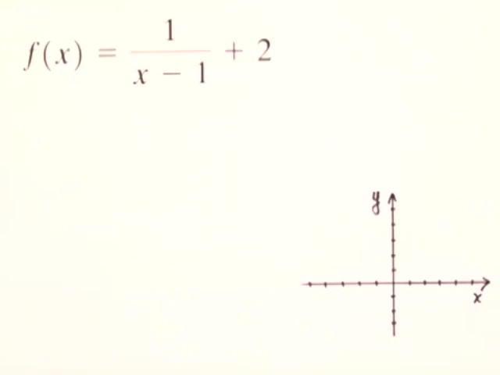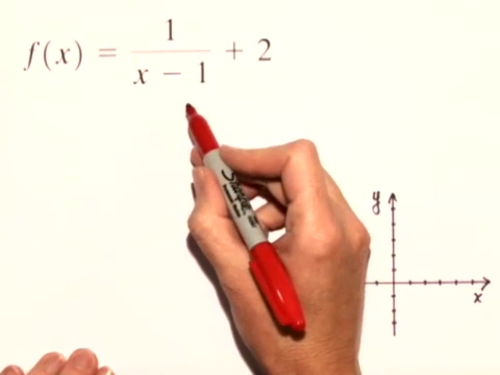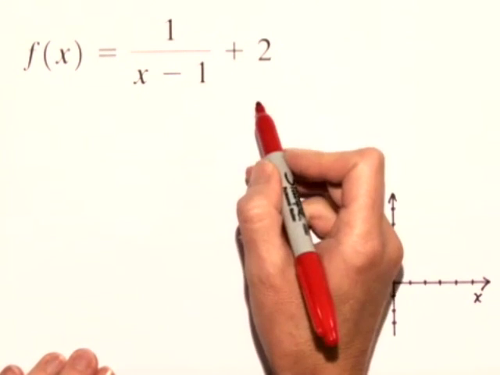For our next problem, we're given a rational function. We're first asked to find the domain of the rational function and then use several steps to graph it. So we have f of x is equal to 1 over x minus 1 plus 2.